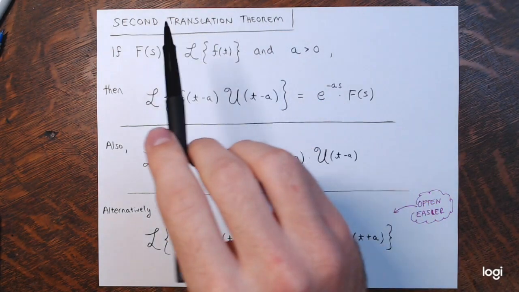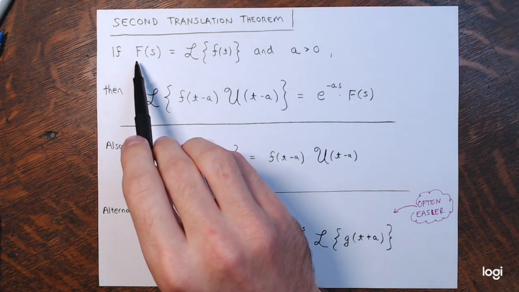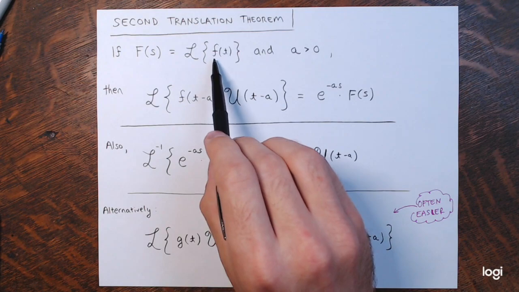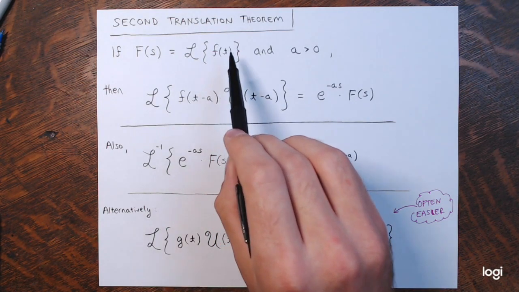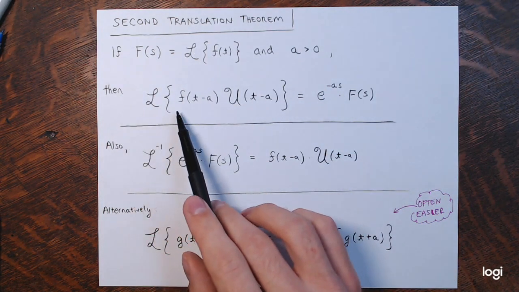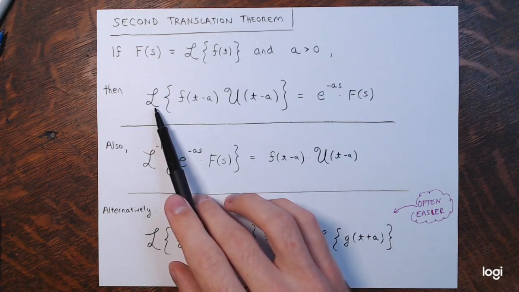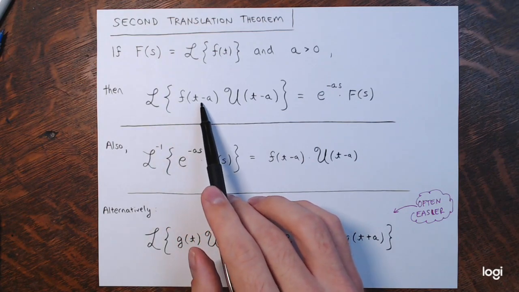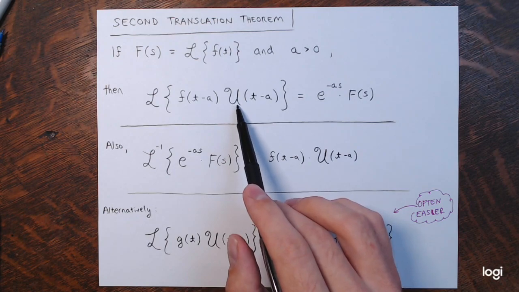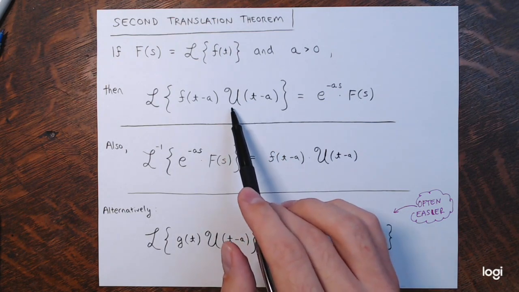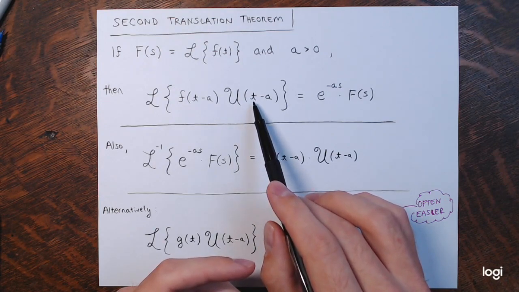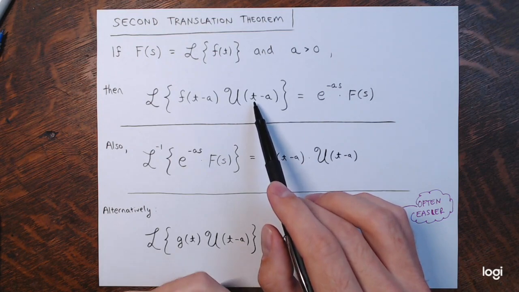So here it is. If capital F of s is the Laplace transform of some function little f of t, and a is some positive number, a greater than 0, then the following. The Laplace transform of f at t minus a, this same little f here, times the unit step function at t minus a, right? So this would be the function whose value is 0 when t is less than a, and it's 1 when t is greater than or equal to a.